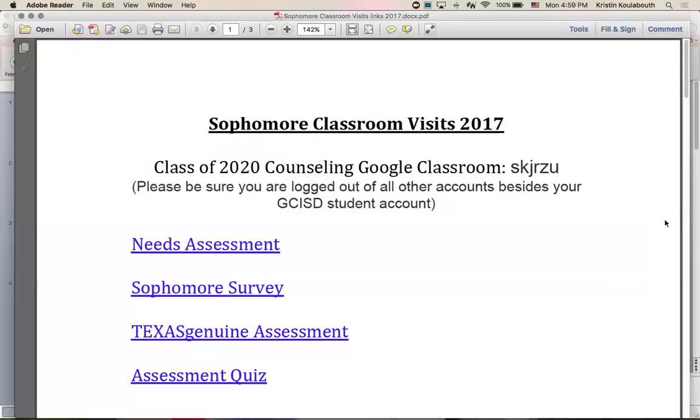The Texas Genuine Assessment is going to give you some idea of the career path that you might want to pursue. It's going to look at your likes and what you're good at and what you enjoy and give you some matches. And that doesn't take very long either. And then the assessment quiz, as you can see, is basically some feedback for us on if you liked the Texas Genuine Assessment and what kind of results it gave you.